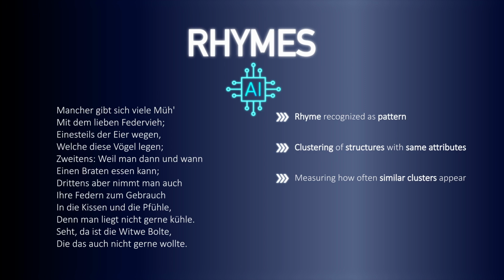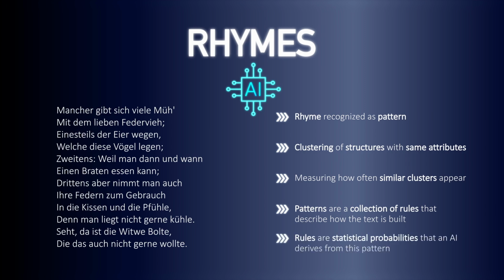A pattern is a collection of rules that describe how the text is built. In this case, the pattern is a rhyme connecting the last words of two lines by sharing the same end letters and knowing how to shape each line in the story. The rules are statistical probabilities that an AI derives from this pattern. That's how an AI learns, and if humans ask an AI for a rhyme, it will recall all these implicit patterns.